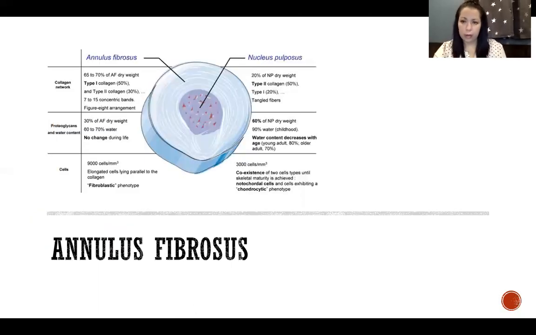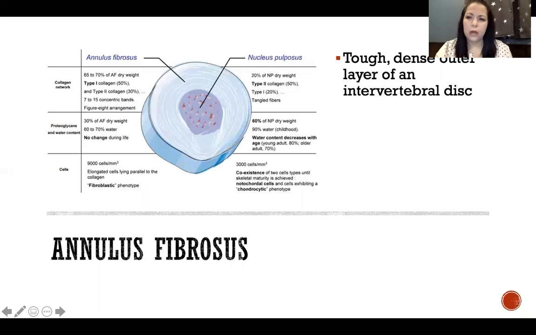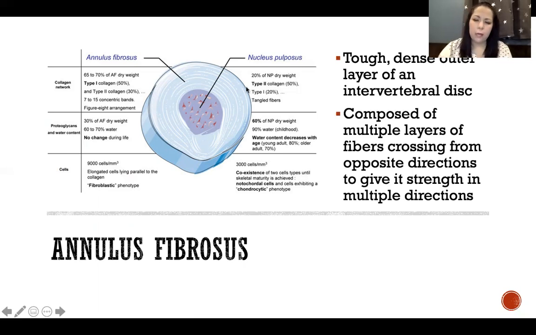All right, so talking more now about the discs, we have the annulus fibrosus. That's a tough, dense outer layer of an intervertebral disc, composed of multiple layers of fibers crossing from opposite directions to give it strength in multiple directions. Okay, so if you think of the discs as sort of being like a jelly donut, the donut outer portion is the annulus fibrosus, and it's mostly made of collagen.